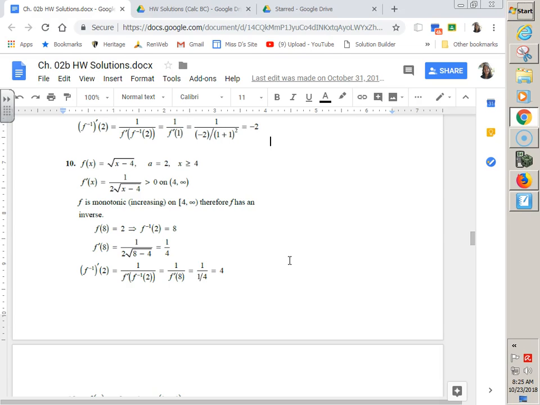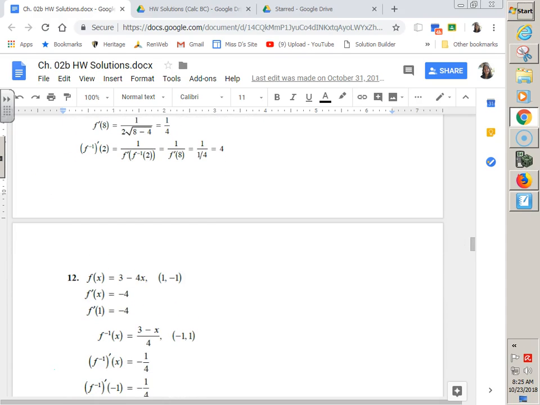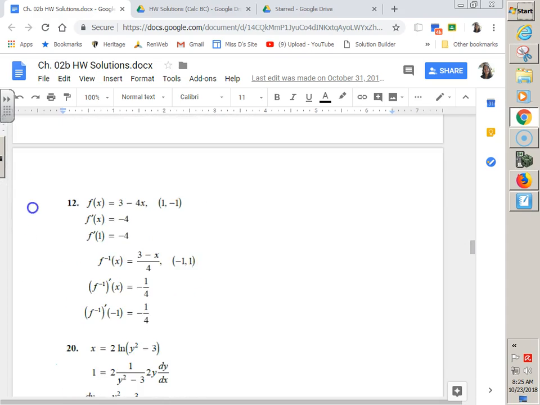Number 10, also pretty nice as far as solving. So far, the beginning of homework was pretty nice as far as setting equal to 2. You can square both sides. You end up plugging in 8, and you end up with 1 over 1/4, which is just 4. Number 12.